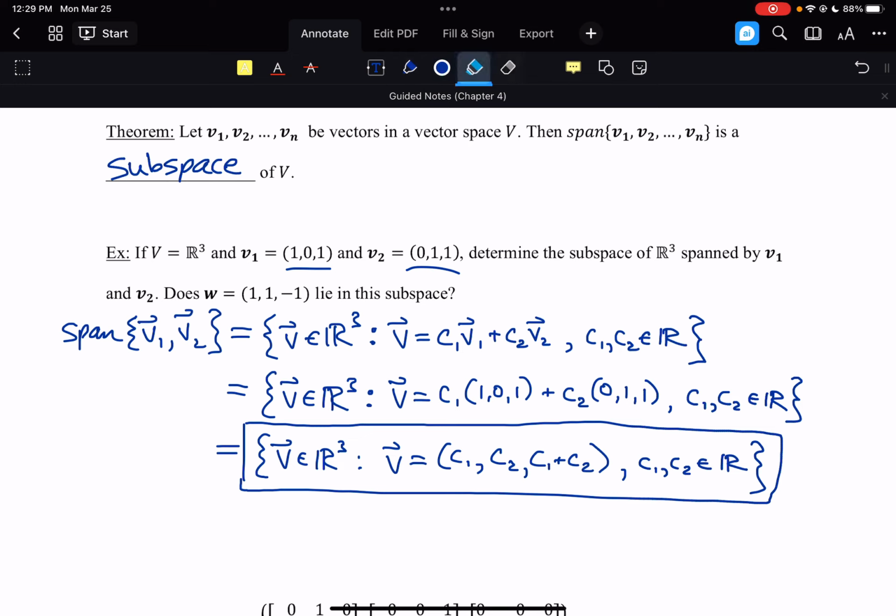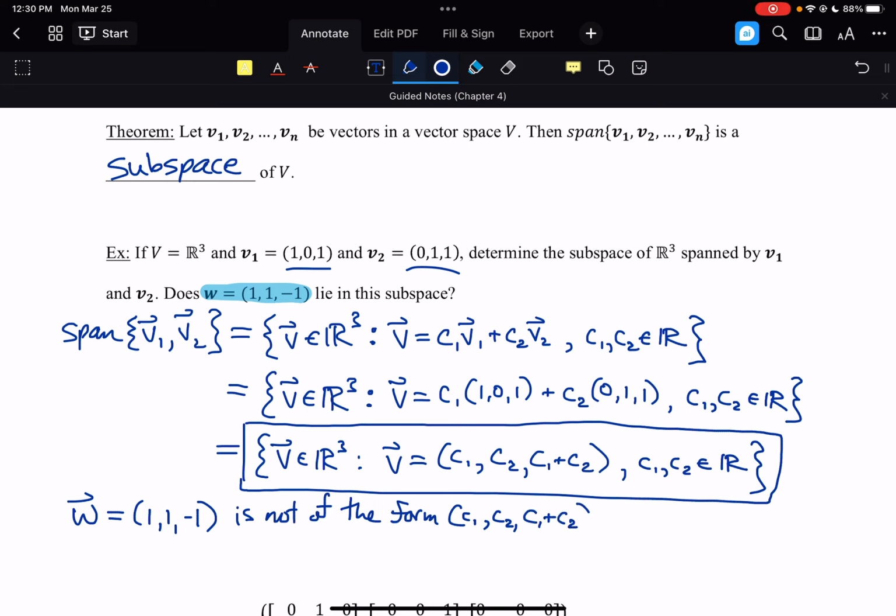So now the follow-up question: does this vector lie in this subspace? Well, in order for it to do that, c1 is 1, c2 is 1, the third component should be 1 plus 1, which is 2, but it's not. It has a negative 1 in that third component instead. So w, which is 1, 1, negative 1, is not of the form c1, c2, c1 plus c2. So w does not lie in the span of v1 and v2.